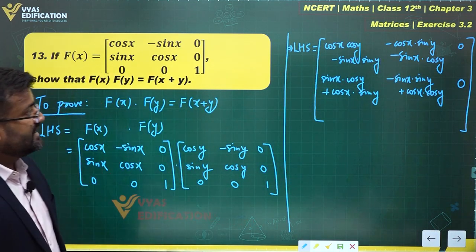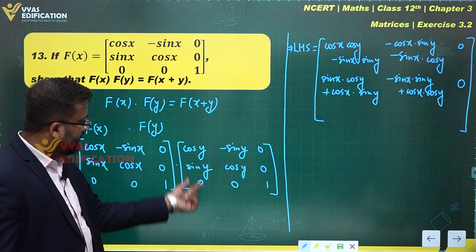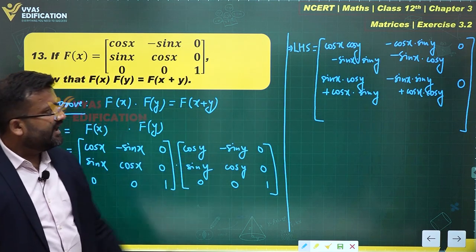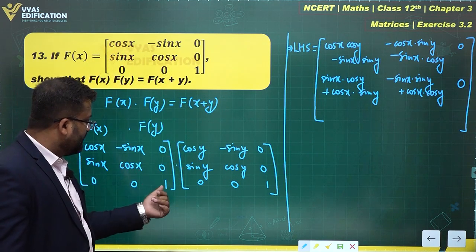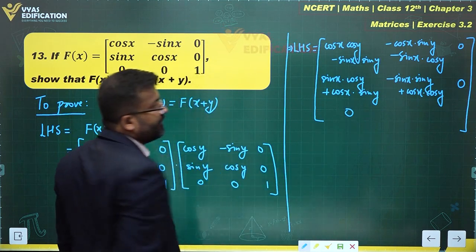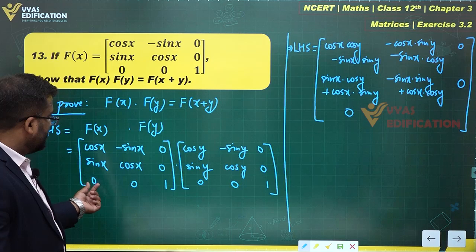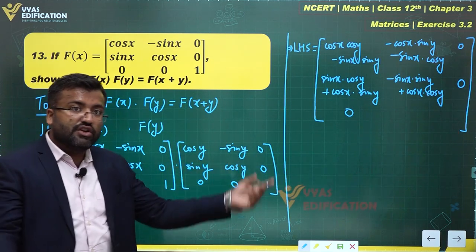Take a look at that once again. What next? For the third row, we need to multiply this with this, this again with this, and again with this. Let's do it. So 0 times cos y is gone. 0 times sin y is gone. 1 times 0 is gone. This is all 0. Big 0 over here. Similarly, the second element in the third row: 0 times minus sin y is 0, 0 times cos y is 0, 1 times 0 is also 0.